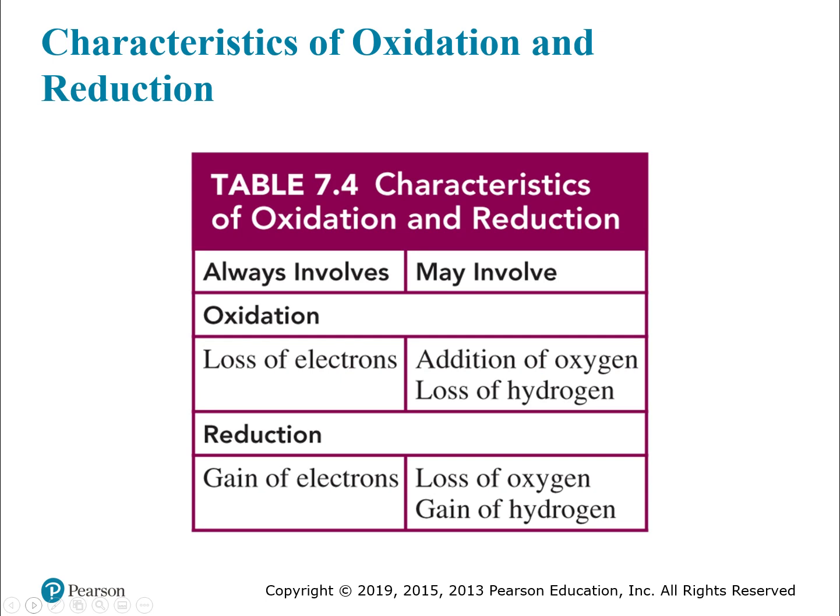This chart is also really handy because it summarizes not just what oxidation and reduction are, but the way that it might look in a chemical reaction. So oxidation may be adding an oxygen or losing a hydrogen, and reduction might be loss of an oxygen or gain of a hydrogen. So I'd recommend putting this one in your notebook. It'll help you out.